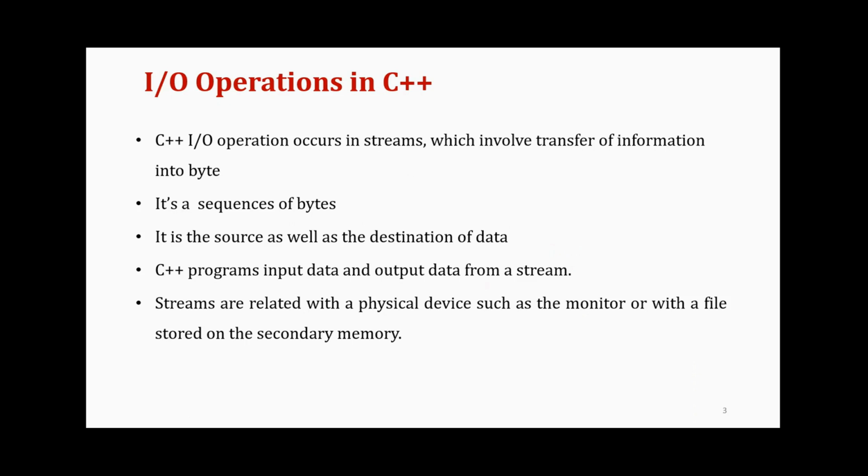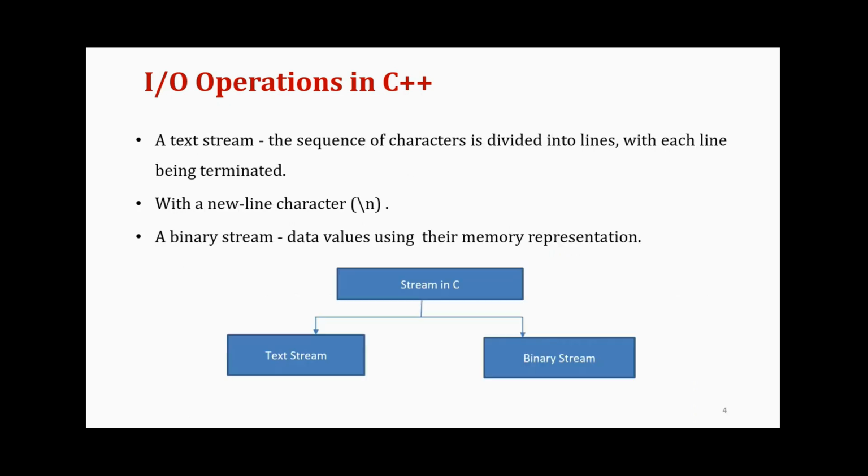So it is the source as well as the destination for the data, right? In C++, programs read the data and send the data by using streams: input via the stream, and output also via the stream. The streams are related to a physical device such as a monitor, or to a file stored in secondary memory. In C++ and C, both use streams.